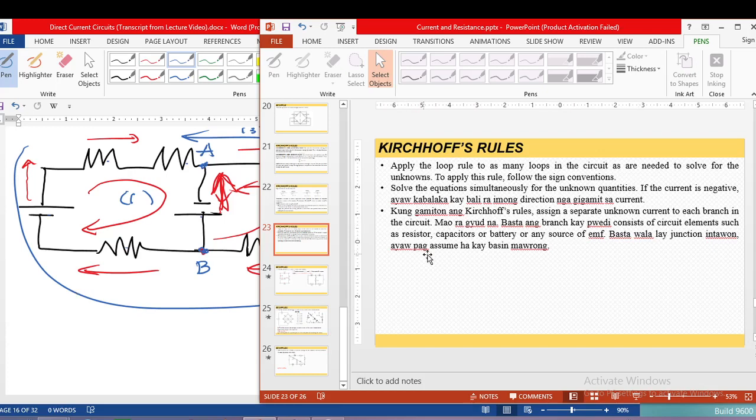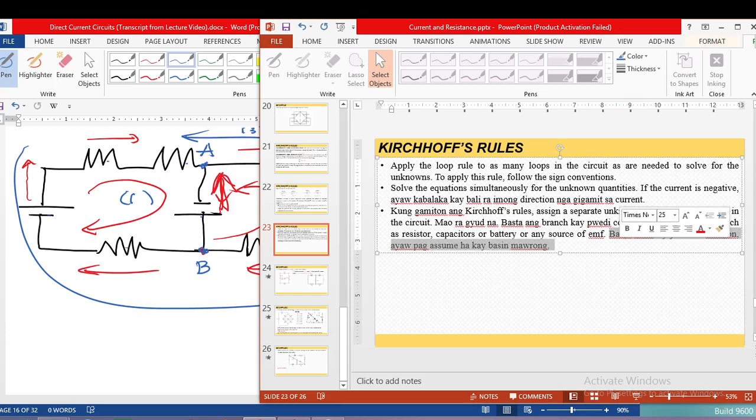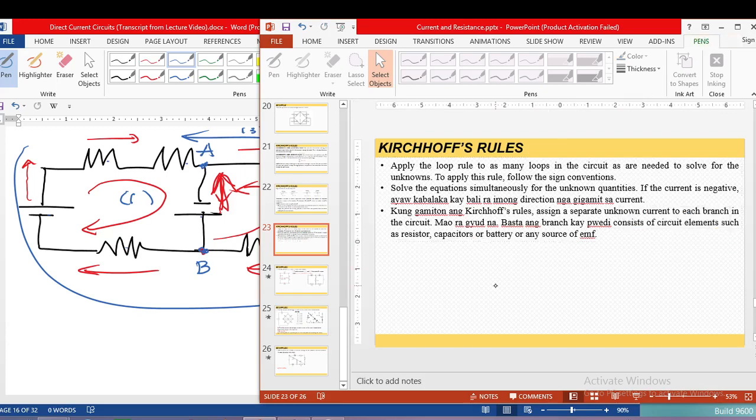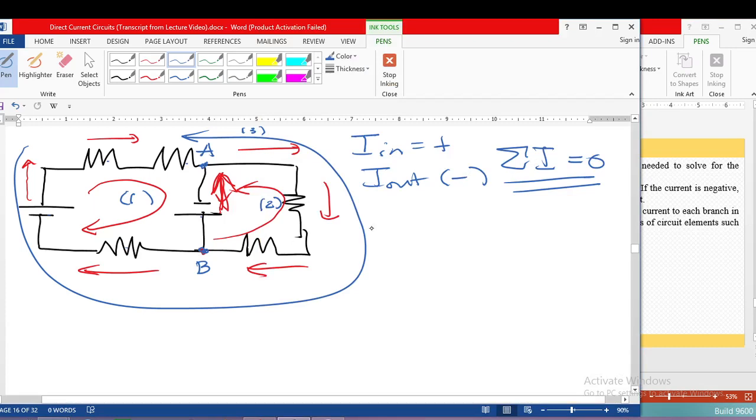So the next step, kung gamiton ang Kirchhoff's rules, is assign a separate unknown current to each branch in the circuit. Basta ang branch kay pwede consist of circuit elements. Basta wala lay junction. So again, the branch is actually separated by junctions. Okay, so we have this branch 1, branch 2, then we have branch 3.